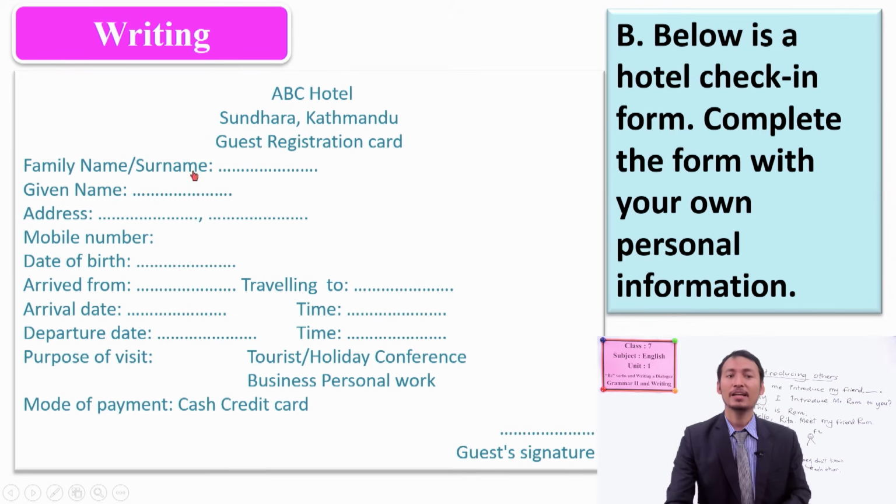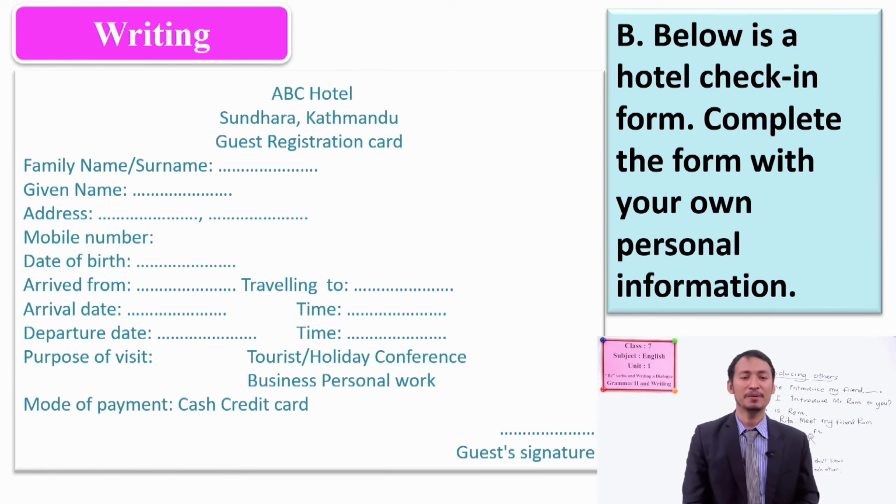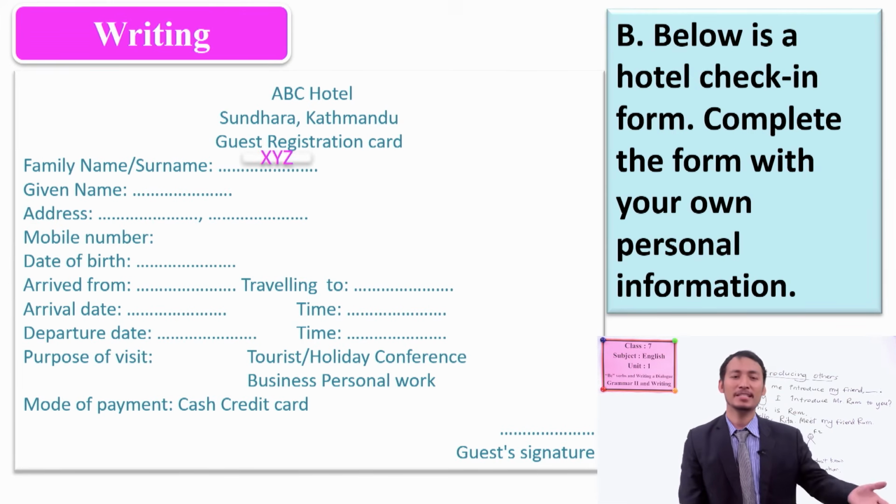So family name, what is your family name or surname? That's what we call caste in Nepali, or in Nepal we use caste sometimes, and you can understand it as surname. For example, you can be a Magar, Thapa, or maybe Tamang, or any caste from Nepal. You can write here. I'll give you an example as XYZ here.